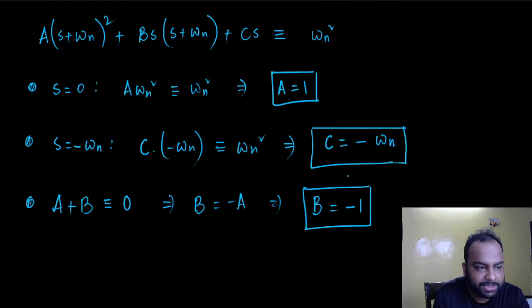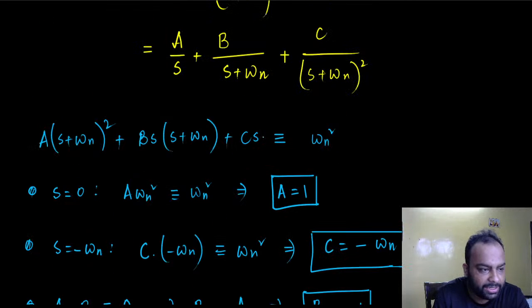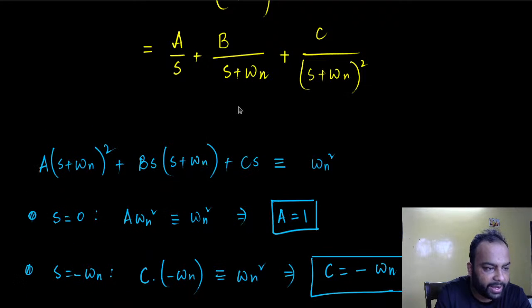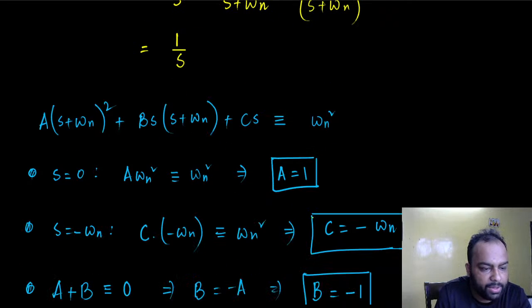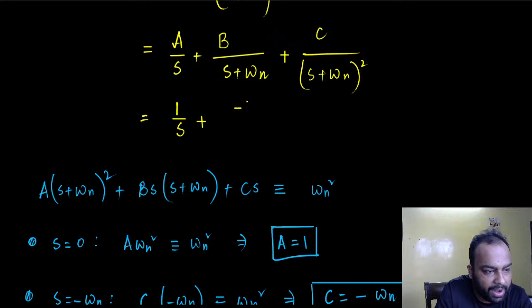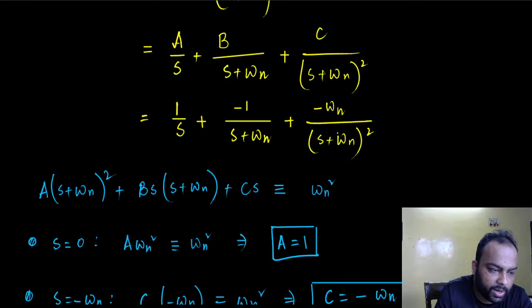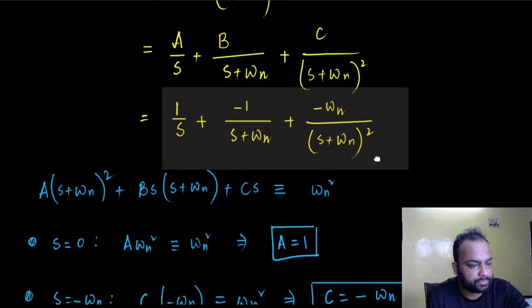So we have just figured out the particular values of a, b and c, right? So we are going to put that here. Okay, so a was 1, so this is 1 by s. Okay, b was minus 1, so this is minus 1 by s plus omega n, and c was minus omega n, so this is minus omega n divided by s plus omega n. So that's Y(s), that's the Laplace transform, the output we have been looking for, right?